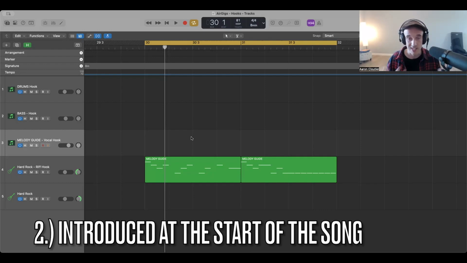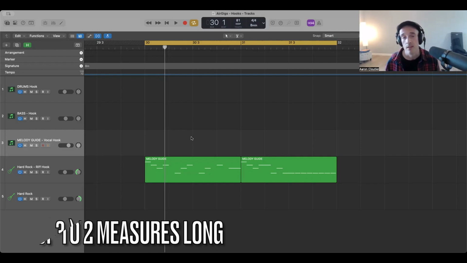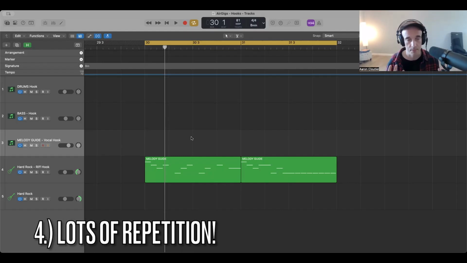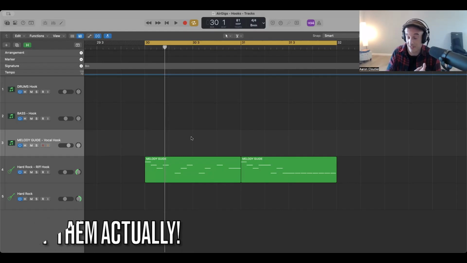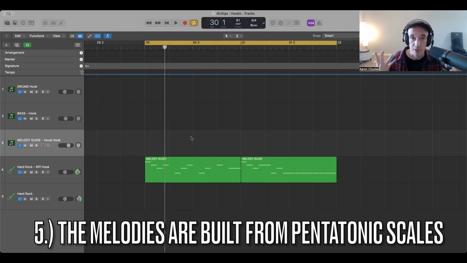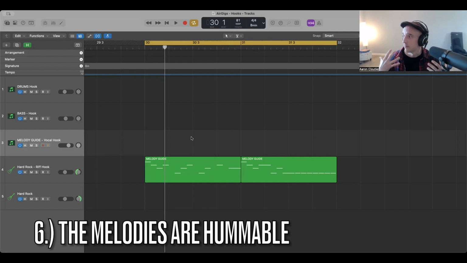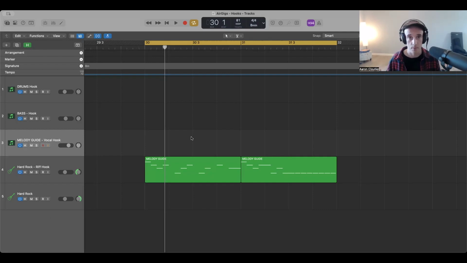Two, they are introduced at the very beginning of the song. Three, the length of the phrase is up to 2 measures long. Number 4, lots and lots of repetition. Some are repeated throughout the entirety of the whole song. Five, all of these are pulling from a pentatonic scale of some sort, whether a major pentatonic, minor pentatonic or blues pentatonic. It's not like you have to use the pentatonic scale, but they just so happen to be pulling from that. And 6, once again, all of these riffs are super hummable, easy to remember. So using all of that information, here is what I came up with.